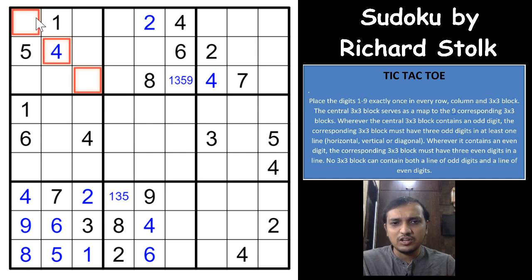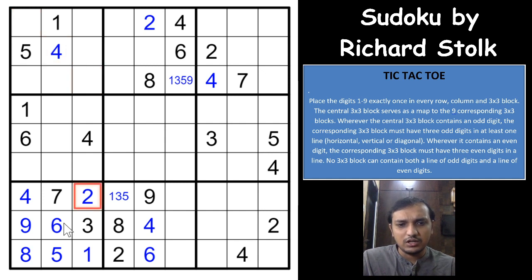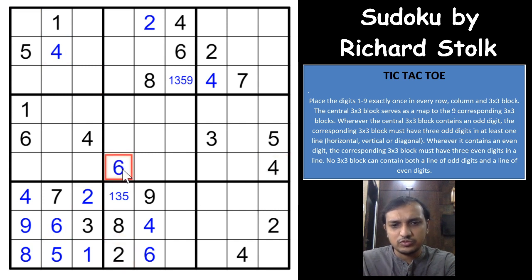Horizontal and vertical, 3 different lines. So there is no possibility that you will have another 3 even digits or odd digits possible in a straight line, right? So you have an even digit diagonally formed here, which means this cell would have to be even. It cannot be 2, it cannot be 8, it cannot be 4, so this would have to be 6.